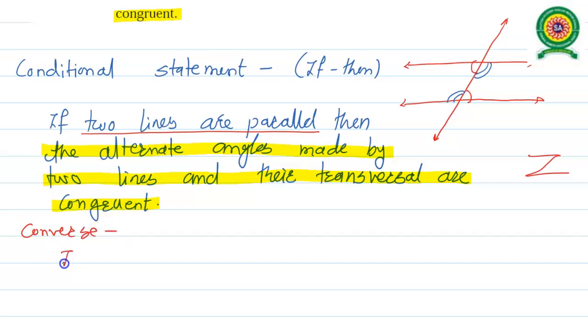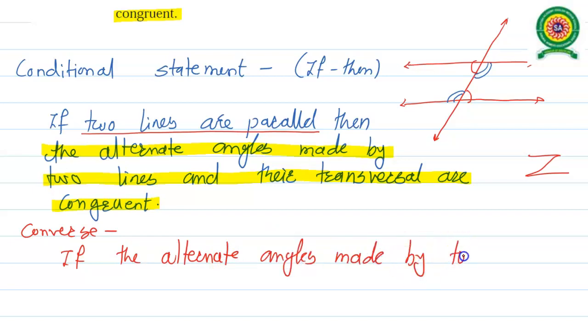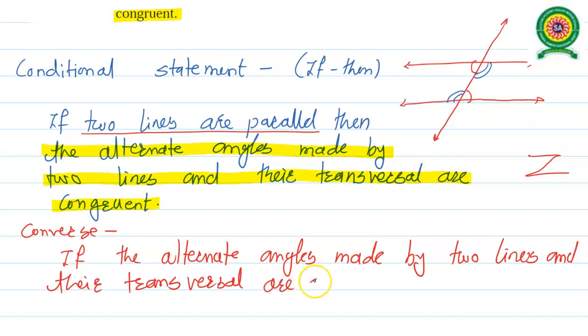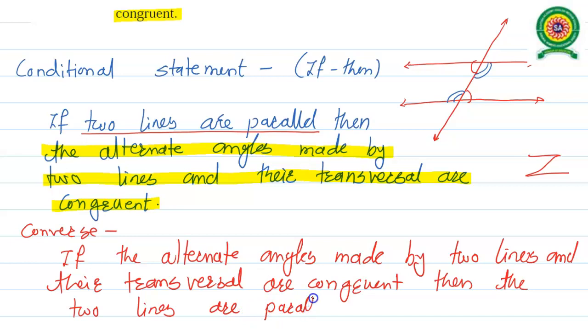If the alternate angles made by two lines and their transversal are congruent, so if we have this condition, then we can say the two lines are parallel. Like this, we have the converse of the given statement.